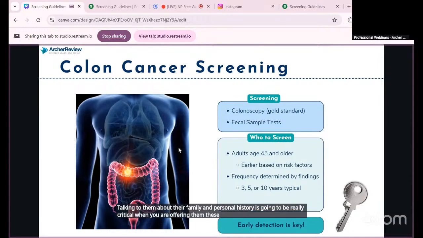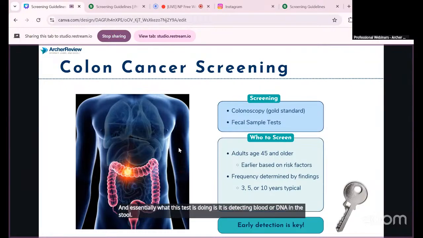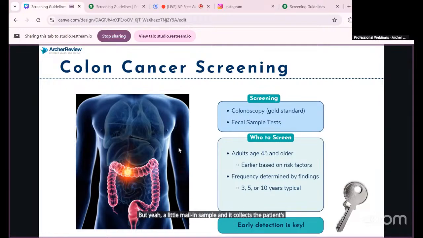Now, there's several home kits on the market today. One of the most common ones is Cologuard, you guys might have heard of. And essentially, what this test is doing is it is detecting blood or DNA in the stool via a little mail-in sample, and it collects the patient's stool sample at home. So again, a little bit more private, a little bit more comfortable, and if the patient's a candidate for that, a lot of times they are agreeable.